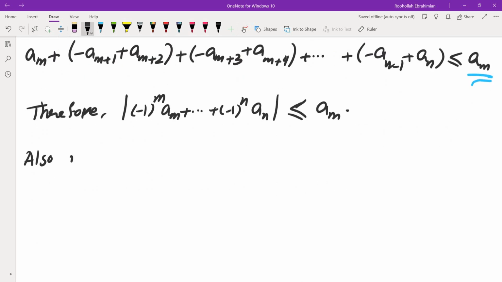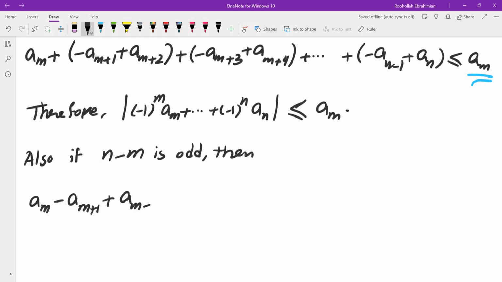So also, if n minus m is odd, then the quantity that I had is going to be a_m minus a_(m+1) plus a_(m+2) minus a_(m+3) plus, and the last term is in fact going to be negative. So a_(n-1) minus a_n.